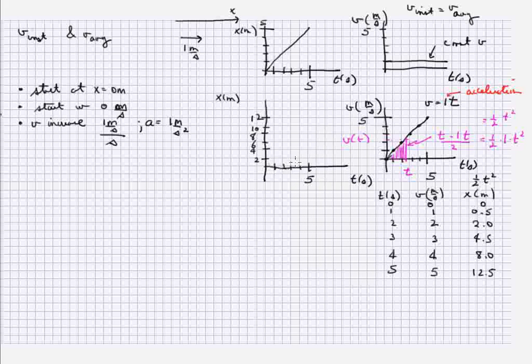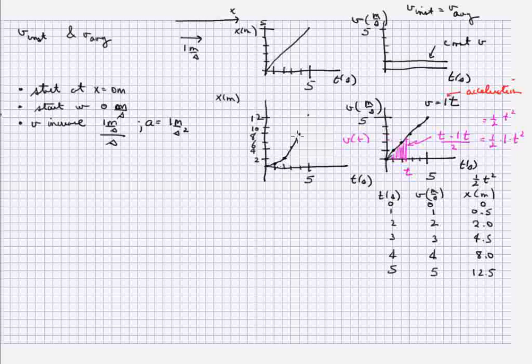It's going to look something like this: this is 1/2 when t is equal to 1, and when t is equal to 2, it's equal to 2. And when t equals 3, it's equal to 4.5, which is about there. And when t is equal to 4, it's going to be equal to 8. And when t is equal to 5, it's equal to 12.5, which is right about there. And so you have a curve that goes somewhat like this.